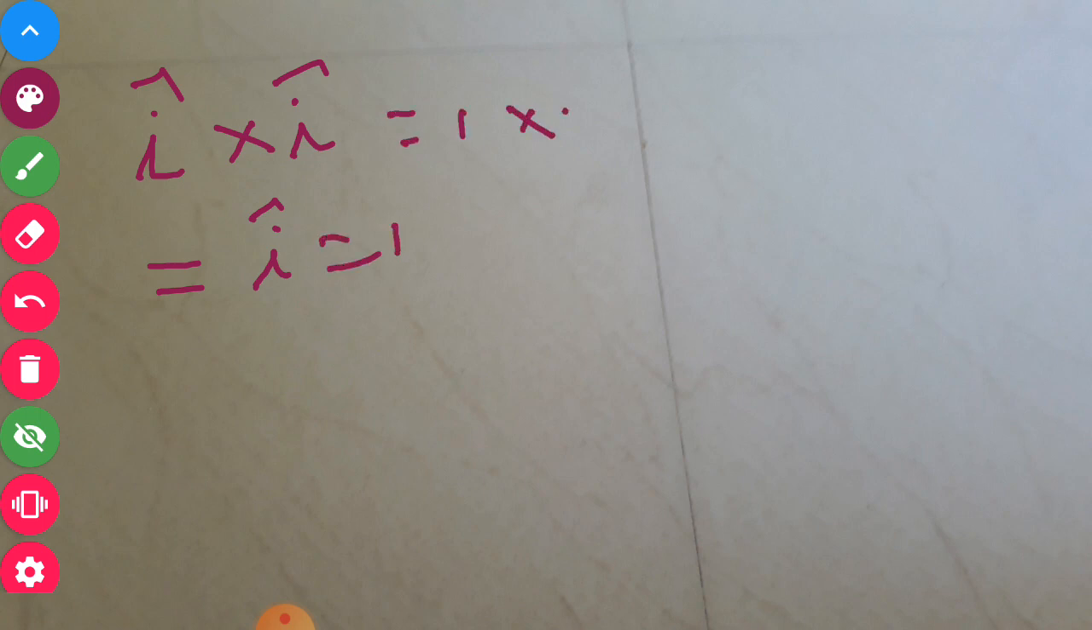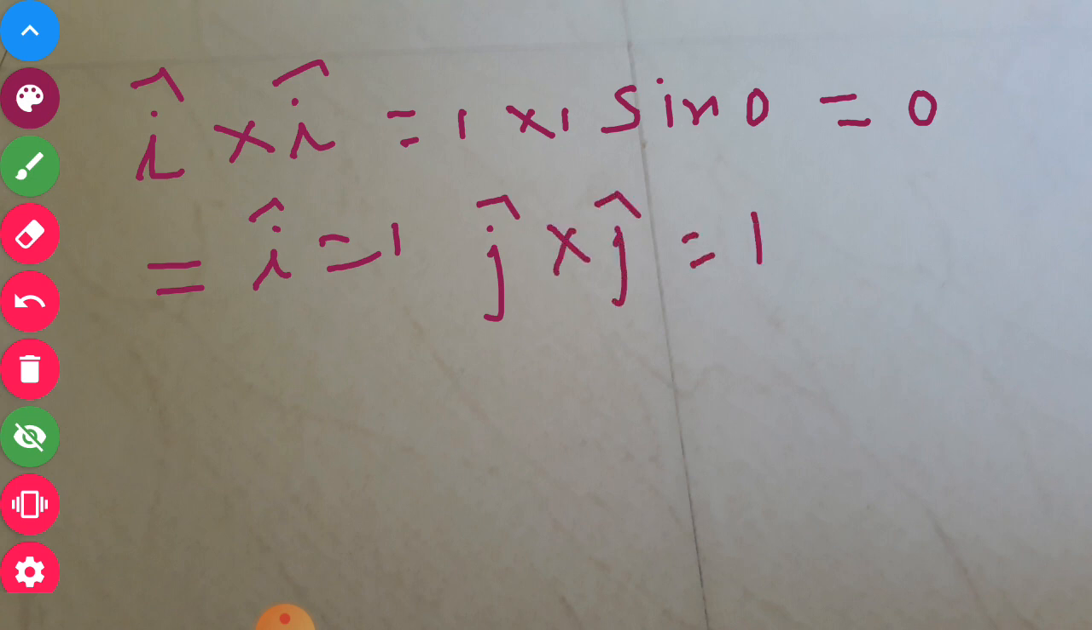Now if you take i cross i, as we have seen, i cap is the unit vector in the x direction. I has a value of 1 unit, so we can write 1 into 1 sine 0, because the vector i has angle 0 with itself, so i cross i will be 0. Similarly j cross j and k cross k will be equal to 0.